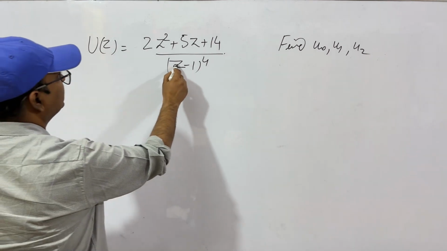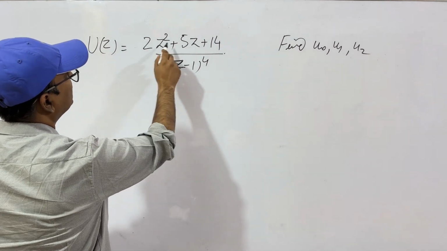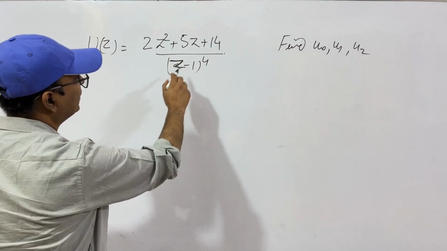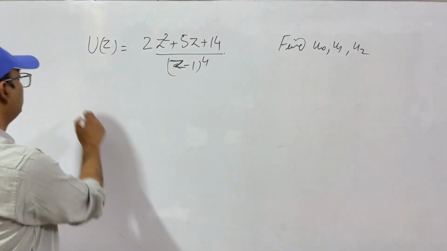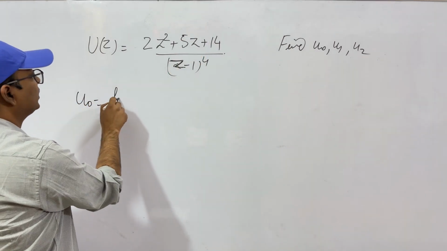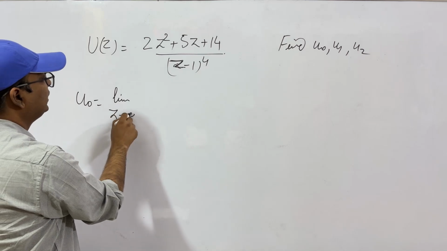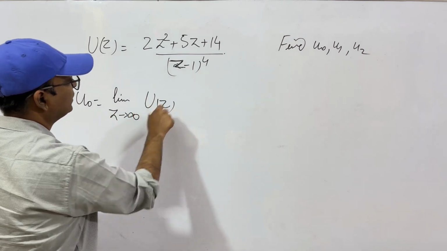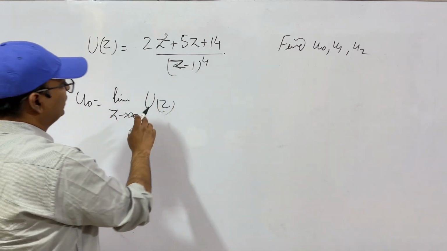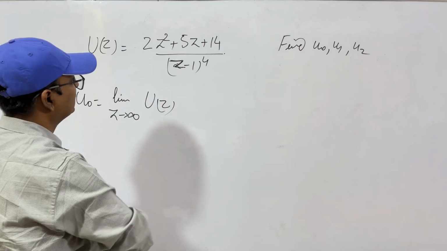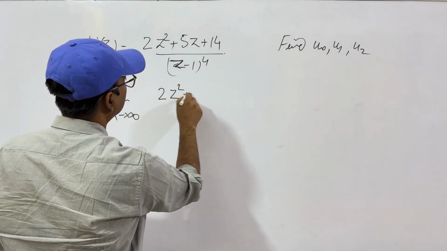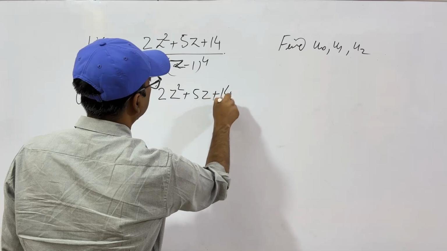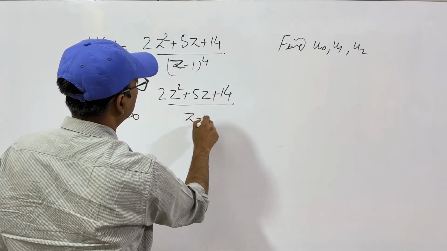So our question is U(z) is (2z square plus 5z plus 14) by (z minus 1) to the power 4. We have to find u0, u1, u2. Now you saw u0 is what? It is limit z tending to infinity of U(z). This is your initial value theorem. We have to take z tending to infinity of this. So let's write it here. (2z square plus 5z plus 14) by (z minus 1) to the power 4.